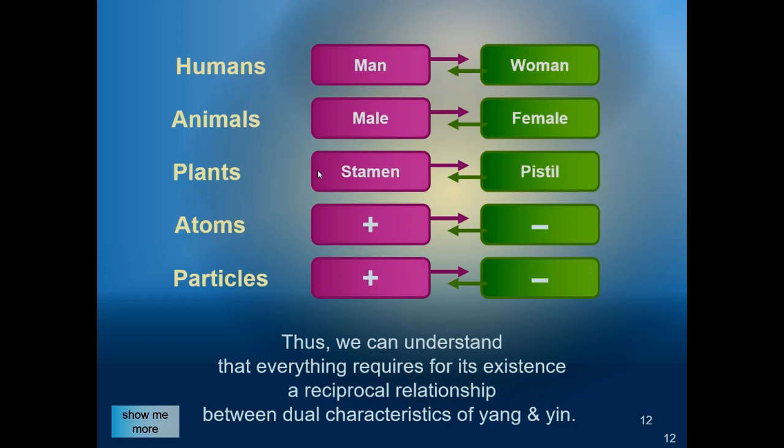In plants, stamen is plus, pistil is minus. In animals, male is plus, female is minus. Humans, man is plus, woman is minus. Man is yang, woman is yin. Animals, male is yang, female is yin. Stamen is yang, pistil is yin.